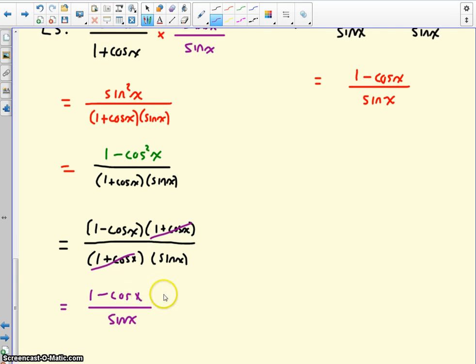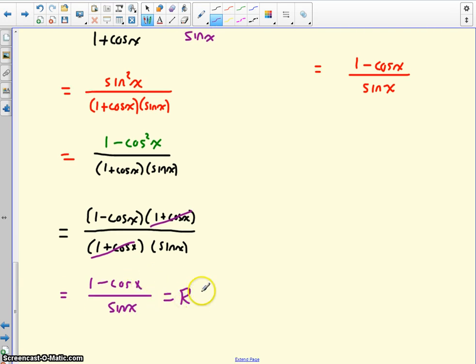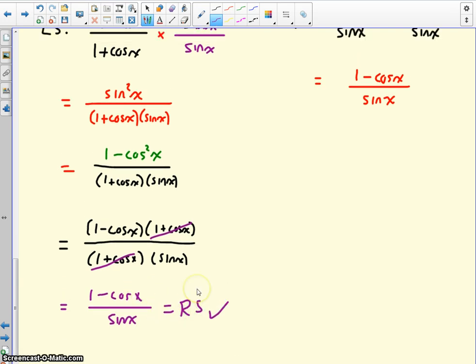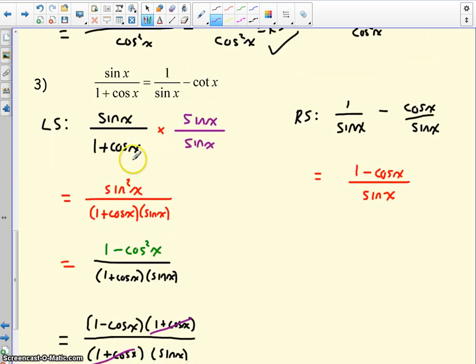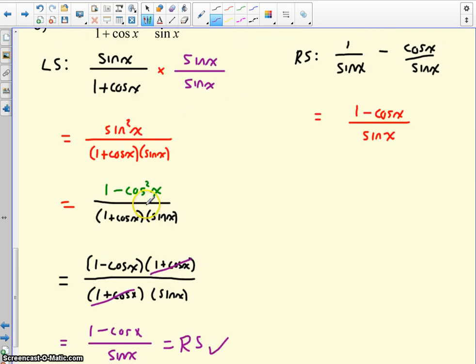Okay, so now this is equal to the right side, and I'm done. So again, this was a little bit of trickery, right? But I was in a situation where there was nothing I could do to simplify, so I had to throw something into the equation that would help me get it to look like the right side of the equation. So I threw a sine x in the denominator. To compensate for that, I had to throw a sine x in the numerator, so I wasn't doing anything illegal.